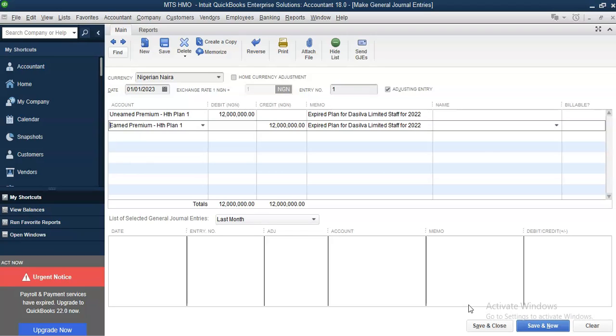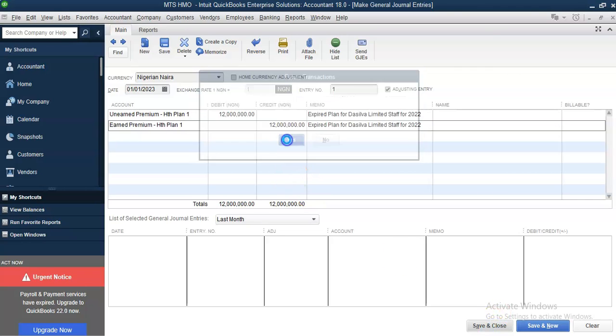of going back and forth, because sometimes you might even forget when the plan will expire. So what you are going to do is that immediately you raise the invoice, right? And the money has gone to the unearned premium account. You are also going to come to this journal entry to post it immediately and use the appropriate dates. Are you good? So that you don't need to bother yourself on when to come back and when not to in recognizing your premium. So you can just save and close.